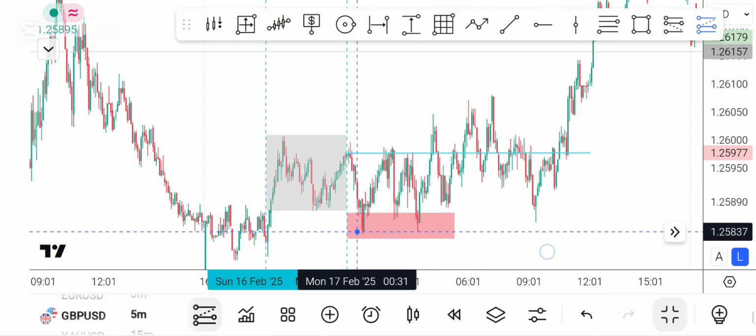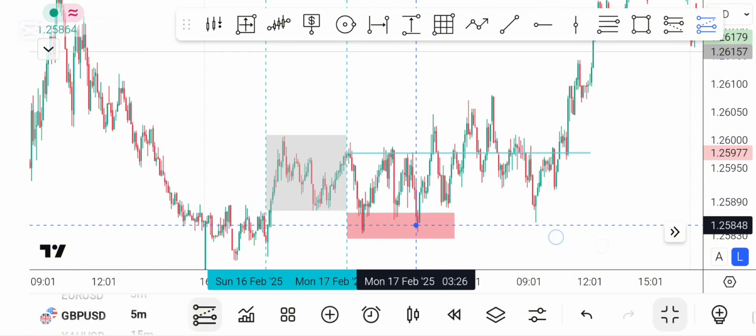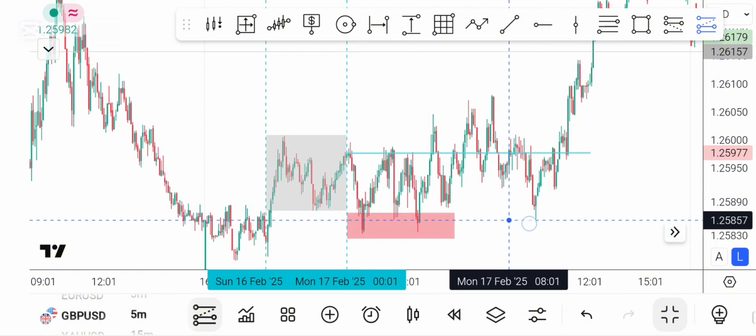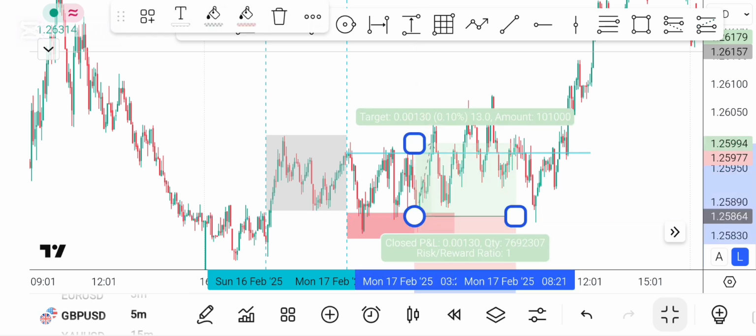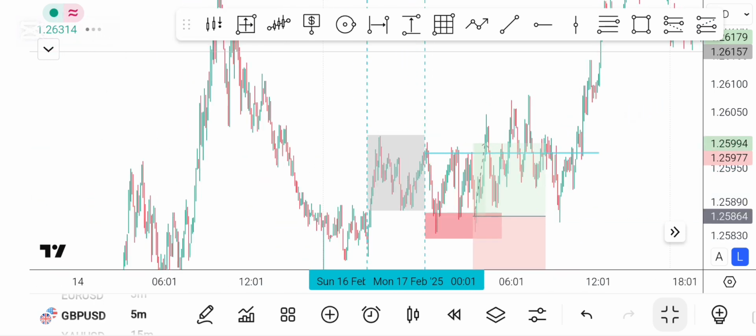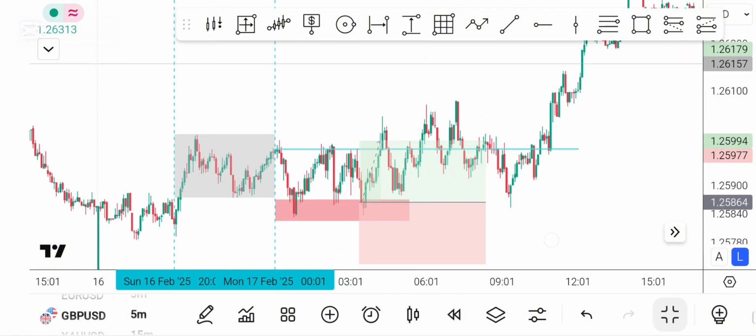Look at how many opportunities the market gave you. 1, 2, 3, and 4. Okay, so you could take any one of these entries and it will still be okay. So we are going to be looking for buy opportunities right down here. That was on Monday. And what is again our target?